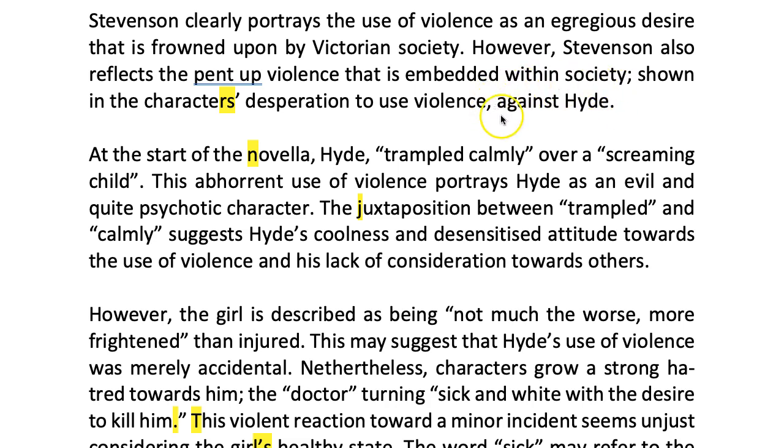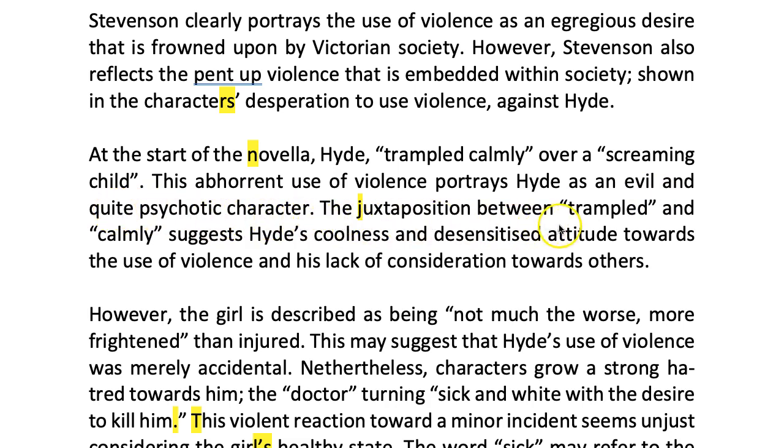So let's see if he can prove this idea that society is violent towards Hyde. At the start of the novella, Hyde trampled calmly over a screaming child. This abhorrent use of violence portrays Hyde as an evil and quite psychotic character.